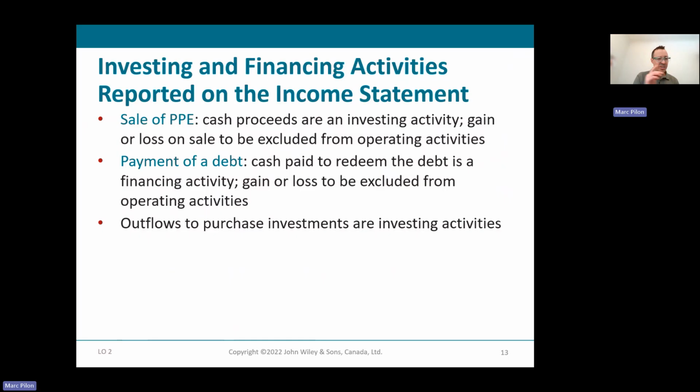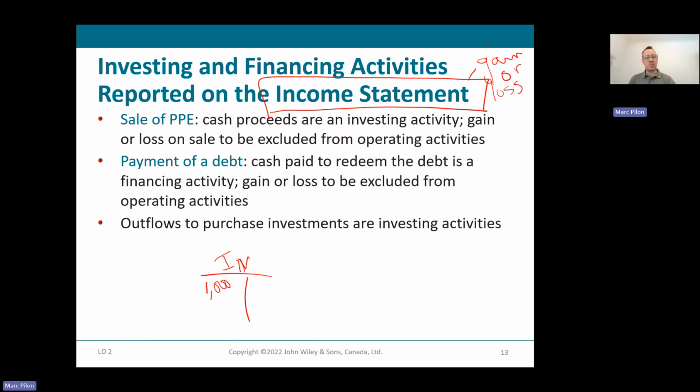Okay, so here's some of the nitty gritty. We're getting into the details. So investing and financing activities report on the income statement. What's reported on the income statement is the gain or loss, right? So we have, say, an investment that we purchased at $1 million. We sold it at $1.3 million, right? But we want to derecognize this and bring it to zero. It's gone. We sold it.